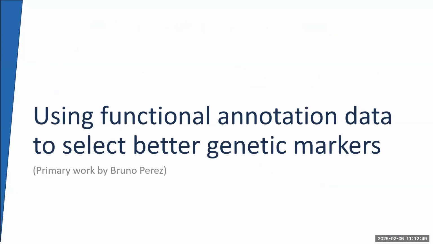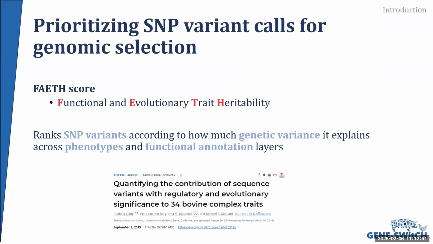Bruno implemented a new system that was developed by Mike Goddard's group called FAITH scores. FAITH stands for Functional and Evolutionary Trait Heritability. But in short, it is a way that you can identify SNPs or other genetic variants, and then estimate the amount of genetic variance that each of those variants explains for phenotypes and functional annotation. I won't have time to talk about the exact methodology, but please remember that this is a consolidation of all of that information to run a breeding program. So there is a bit of an averaging in order to make this work in practice.